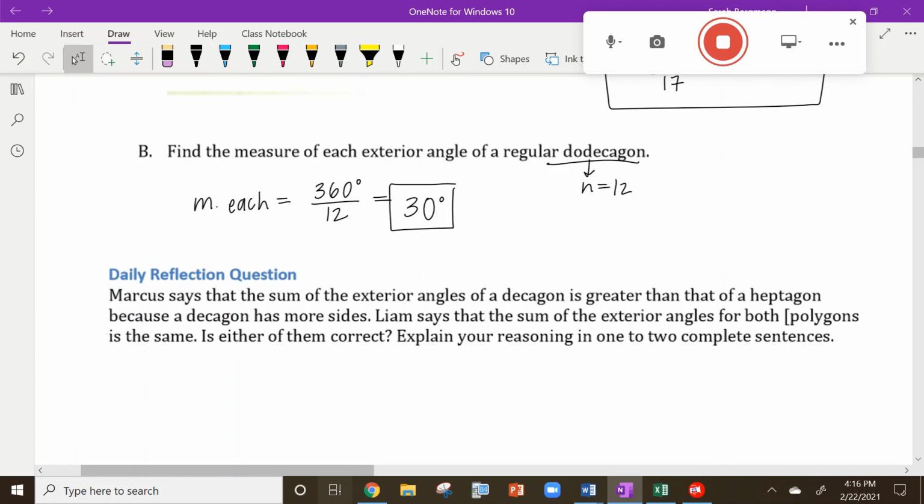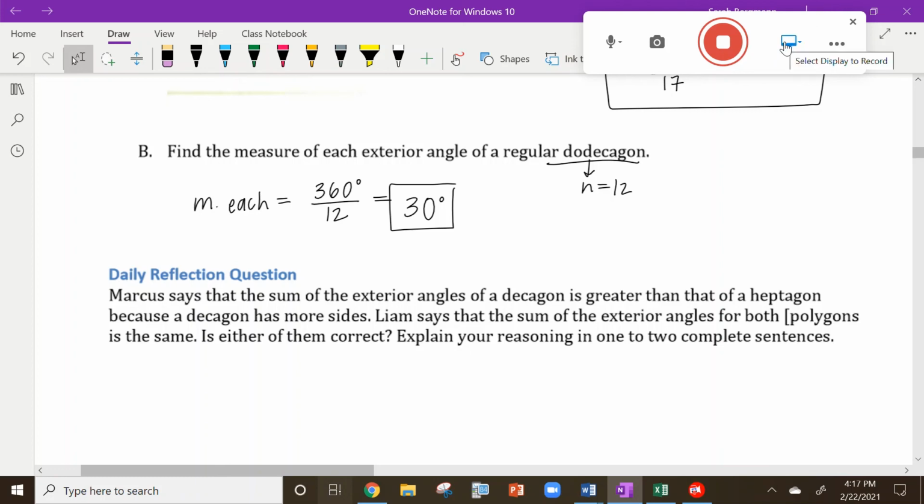And finally for today, I want you to think about this. Marcus says that the sum of the exterior angles of a decagon is greater than that of a heptagon because a decagon has more sides. Liam says that the sum of the exterior angles for both polygons is the same. Is either of them correct? Explain your reasoning in 1 to 2 complete sentences.